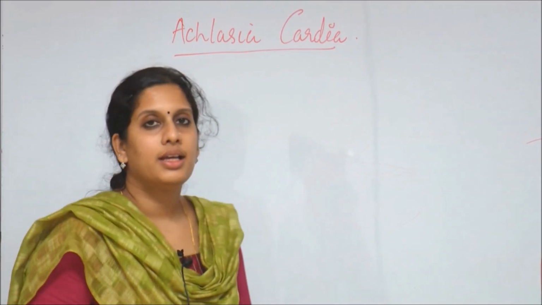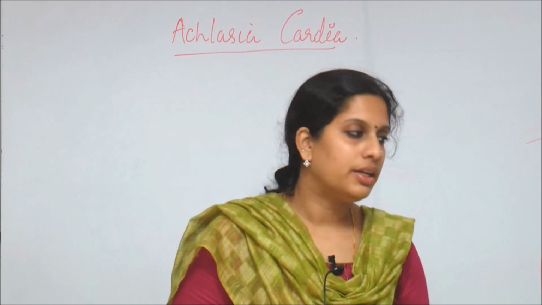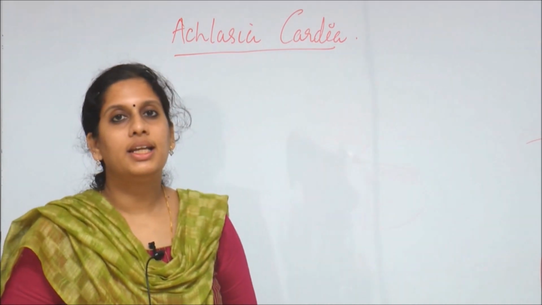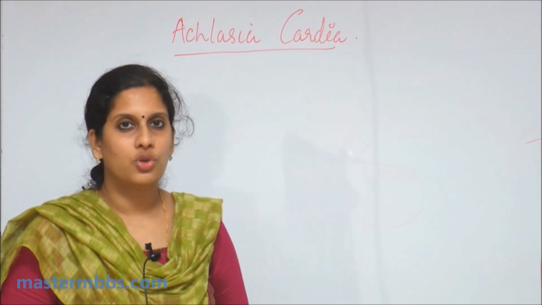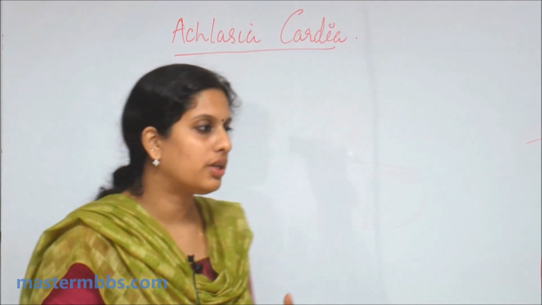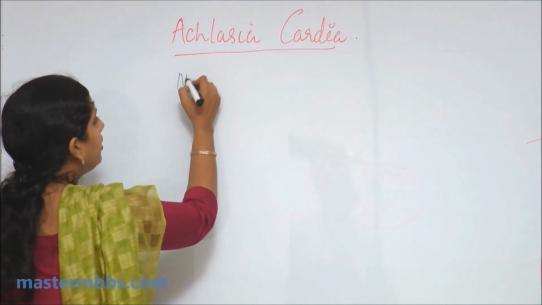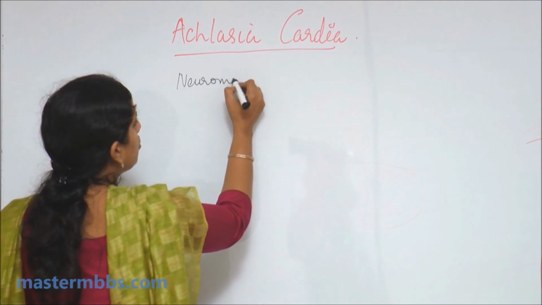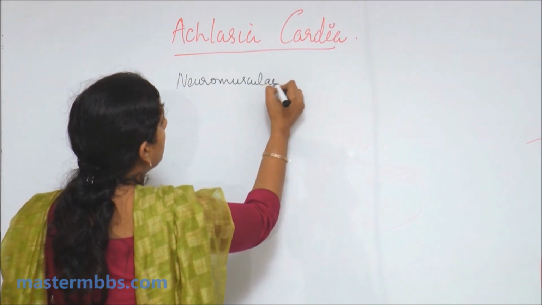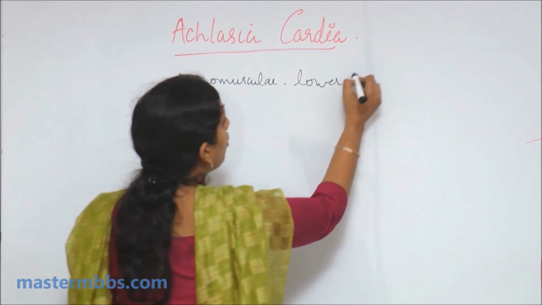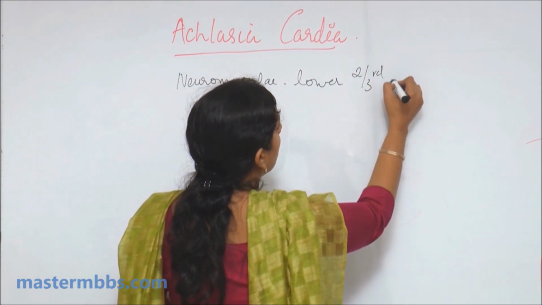Achalasia cardia is a neuromuscular disorder which is affecting the lower two-thirds of the esophagus. So, it is a clinical condition, a neuromuscular disorder that is affecting the lower two-thirds of the esophagus.